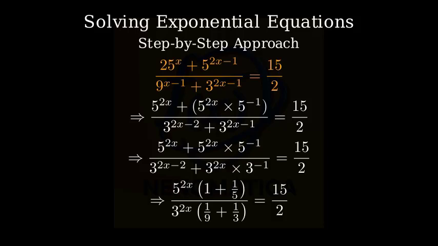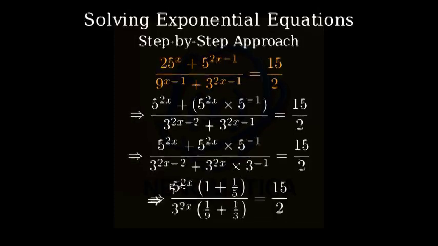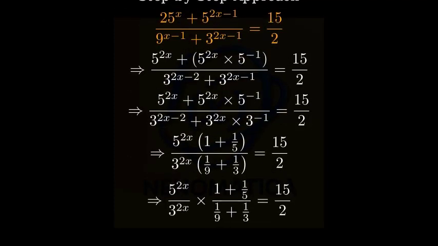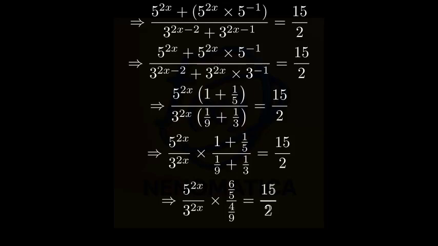Let's reorganize our equation to separate the exponential parts from the constant parts. We can rewrite this as the ratio of 5 to the power of 2x over 3 to the power of 2x multiplied by the ratio of 1 plus 1/5 over the sum of 1/9 plus 1/3. Let's simplify the second fraction.